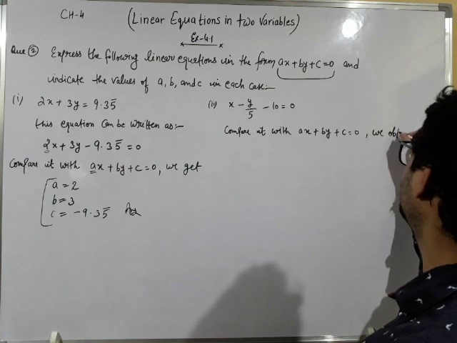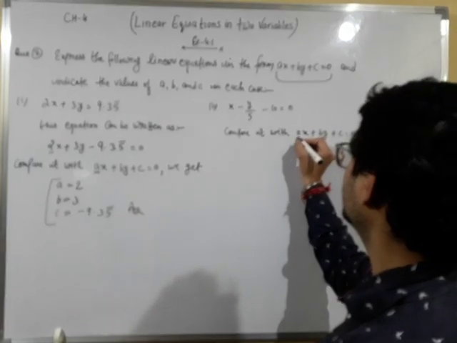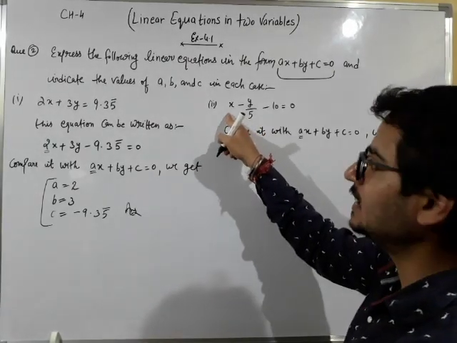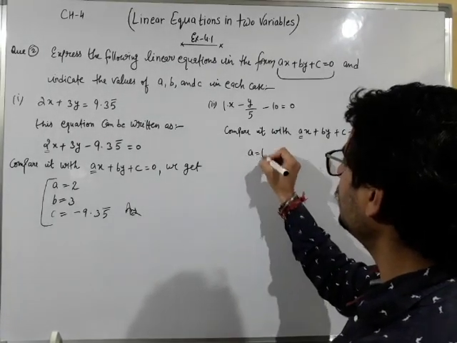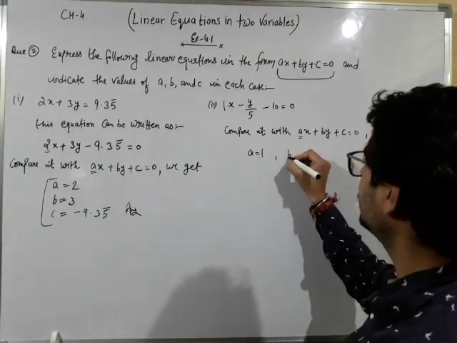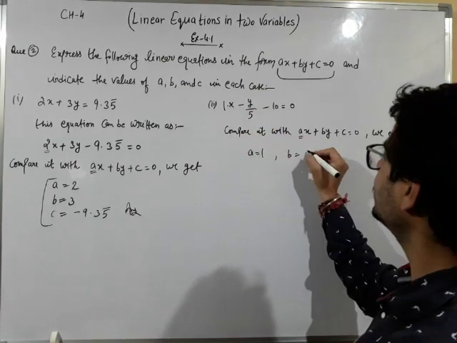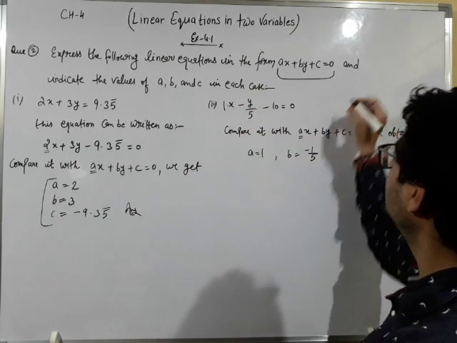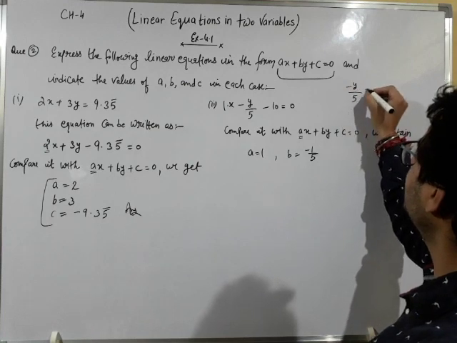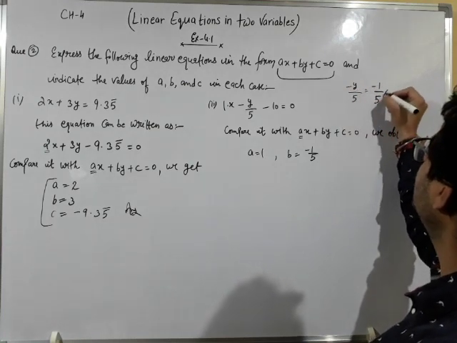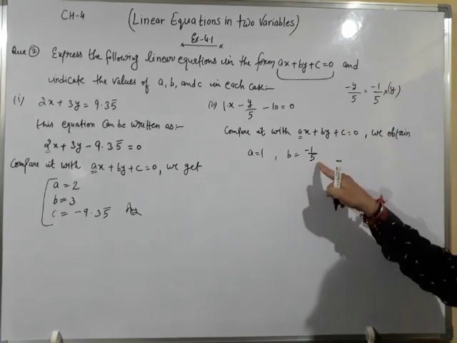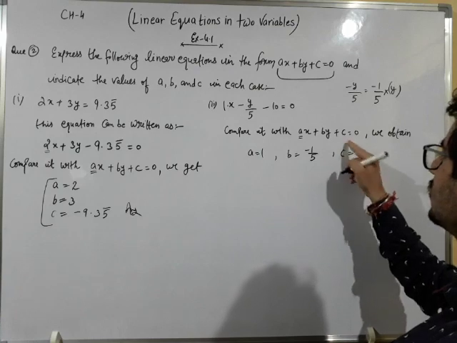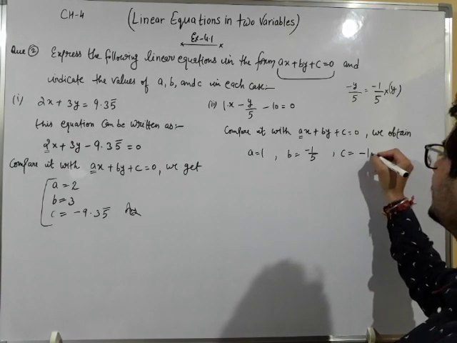We obtain the coefficient of x is a here, and the coefficient of x is nothing, so we will write 1 multiplied. So a will be equal to 1, then b will be equal to minus 1 upon 5. Yes, minus y upon 5 can be written as minus 1 upon 5 multiplied by y. So the coefficient of y is minus 1 upon 5 and the constant term c will be equal to minus 10.